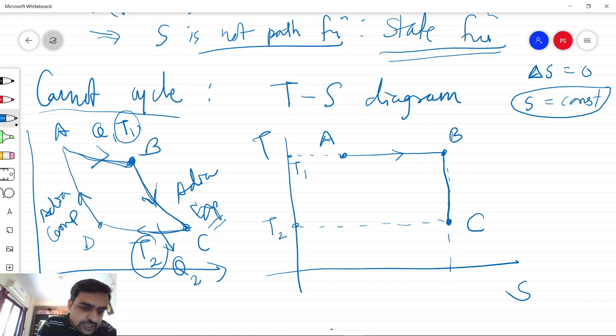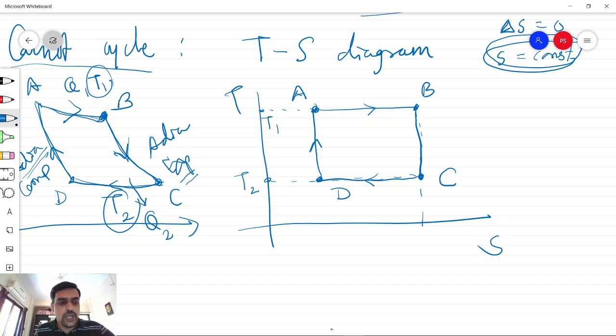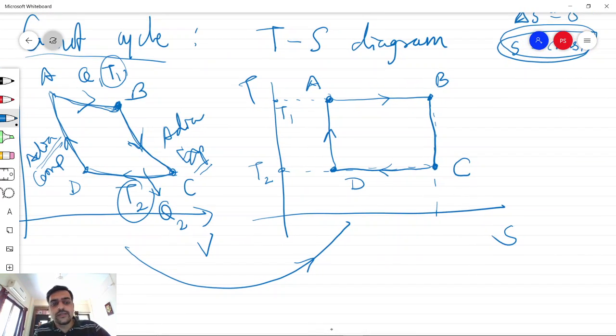Now again, process C to D is an isothermal process. So we draw this line from C to D, and process D to A is again adiabatic, so it implies that entropy remains constant. So a vertical line is sufficient to represent it, and the system returns back to point A. Now the same process is represented on a TS diagram. This was on a PV diagram, so pressure versus volume, and this is the same Carnot cycle represented on a TS diagram, temperature entropy diagram.